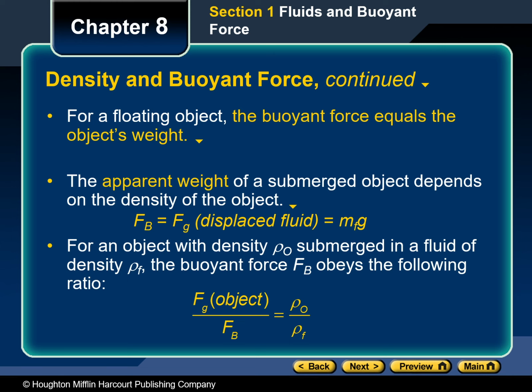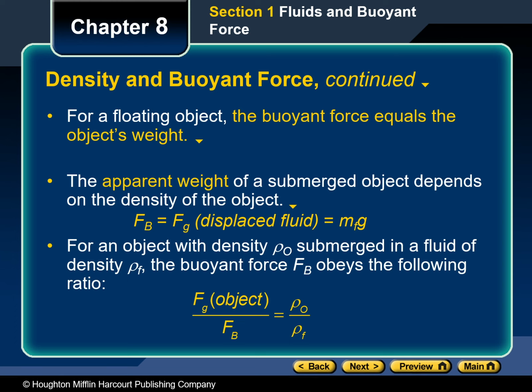Because the raft and cargo are completely submerged, volume sub f and volume sub object are equal and are replaced by simply volume. If we factor out volume, we end up with a net force equal to rho sub f minus rho sub o, all multiplied by volume multiplied by acceleration due to gravity.